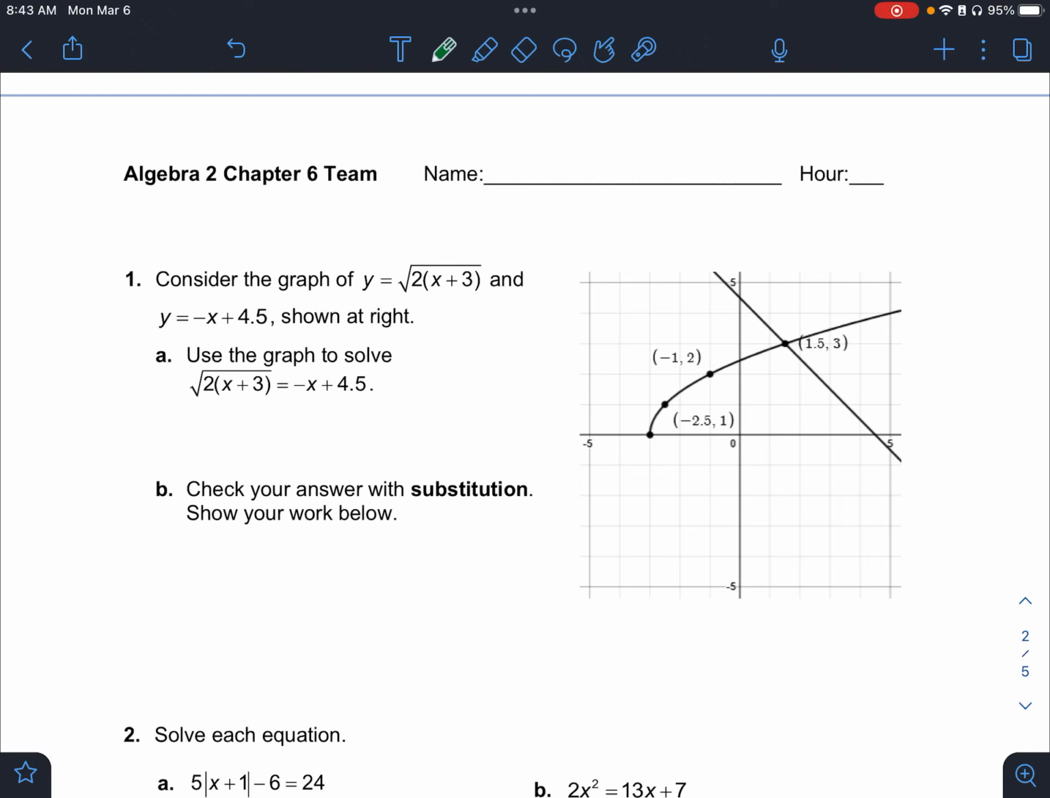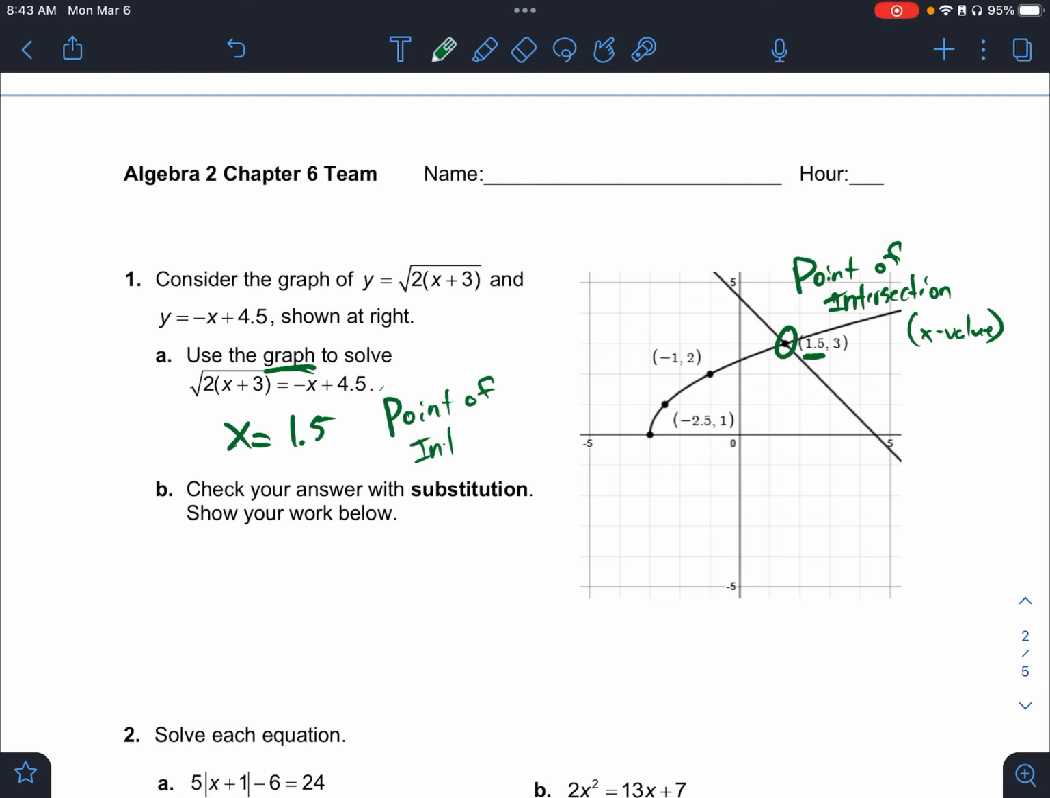Okay, these graphs can look confusing. They can have weird equations. They can be simple. They can be anywhere in between. But when we are using the graph, we want to find this point of intersection, which should be easy for us to find, and we want really only the x value. So as I look here, my x is equal to this 1.5. Simple as that. It is my point of intersection.